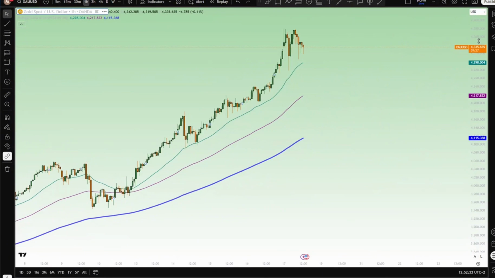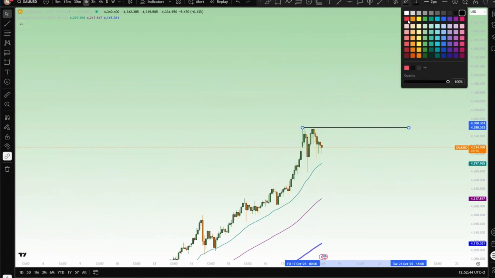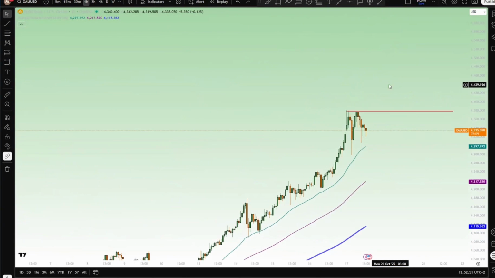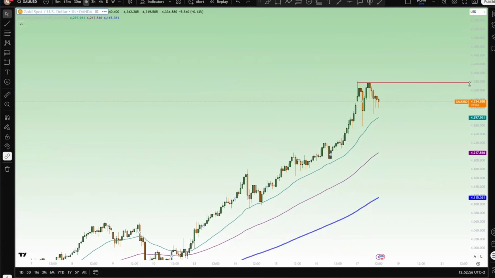Like the current one in a 1 hour chart, this is a resistance level, right? Let me change to red. Yeah, resistance level for the gold price at 43.78.